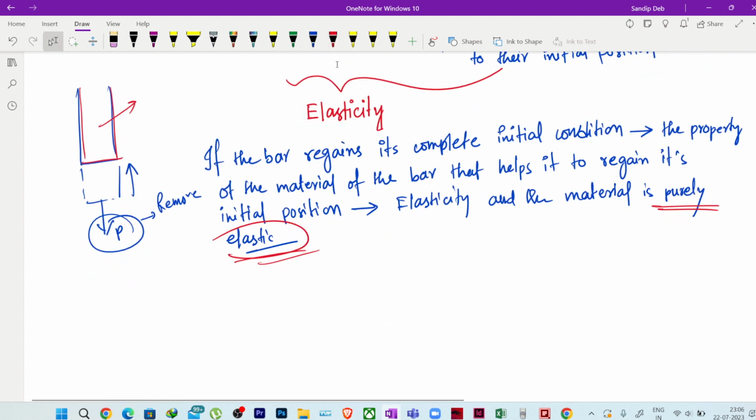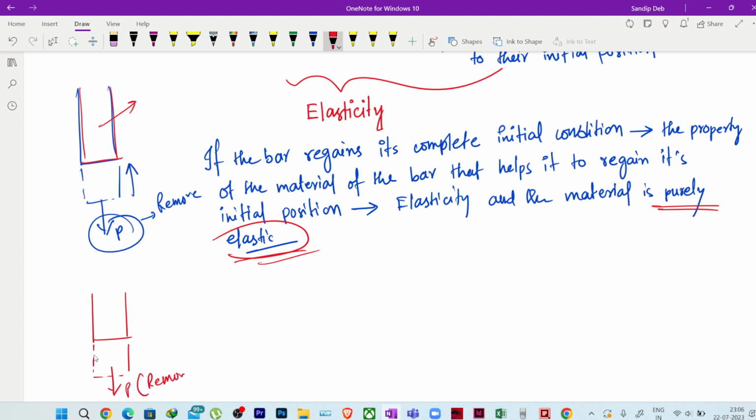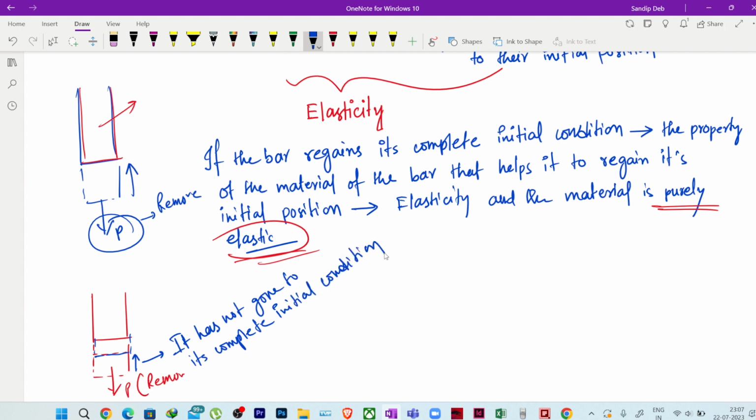Now in any case, suppose this is my bar, it has elongated up to here due to the load, and after removing the load, if it is not regaining its initial position, suppose it has gone back up to here only, so it has not gone to its complete initial condition, then we can say it is a partially elastic material.